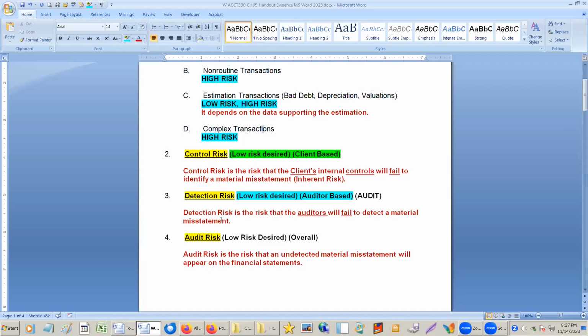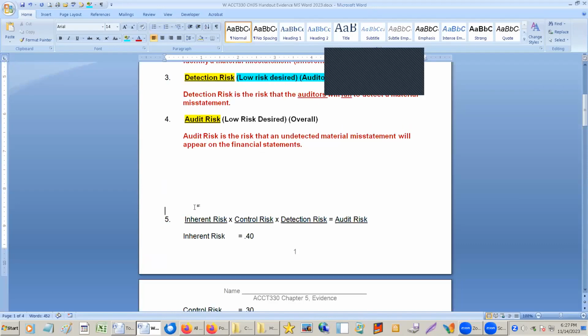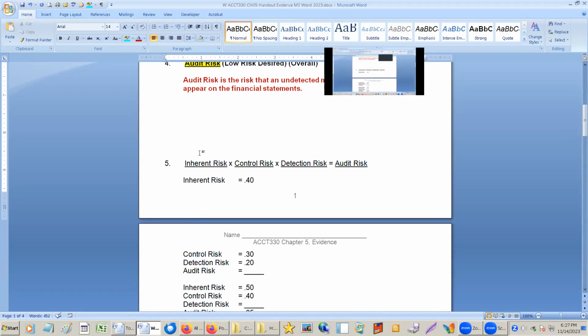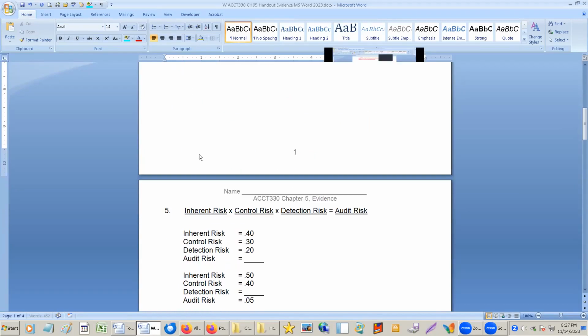Okay, so let's go down here. I don't know if this is on the same page or not. Number 5 might be on the second page for you guys.